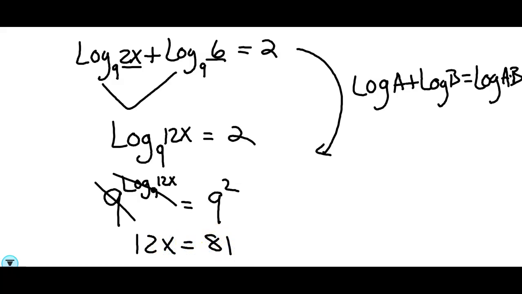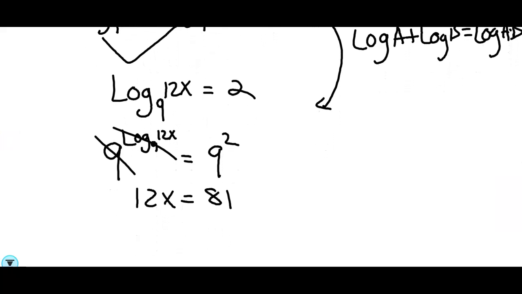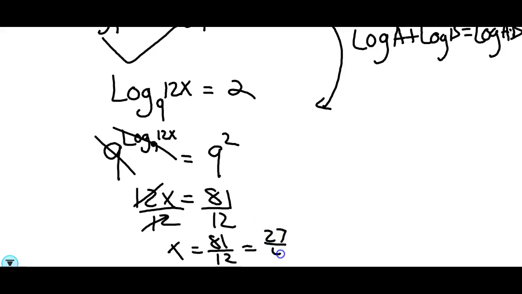We can do that. That's not a hard one to do. And then finally just divide, right? I believe this can be reduced. I know 3 goes into both of those. So 3 goes in there 27 times, and 3 goes into 12 4 times. So there's our final answer.